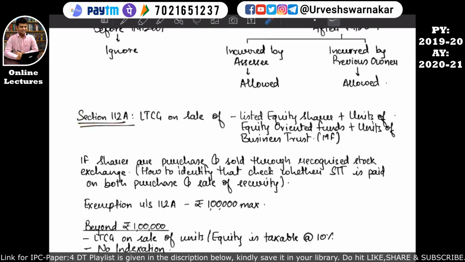Section 112A, long term capital gain on sales of listed equity shares or units of equity oriented funds or units of business trust, that is mutual funds only. If the shares are purchased and sold through recognized stock exchange, how to identify whether the shares, that is these equity shares, are purchased and sold through a recognized stock exchange.